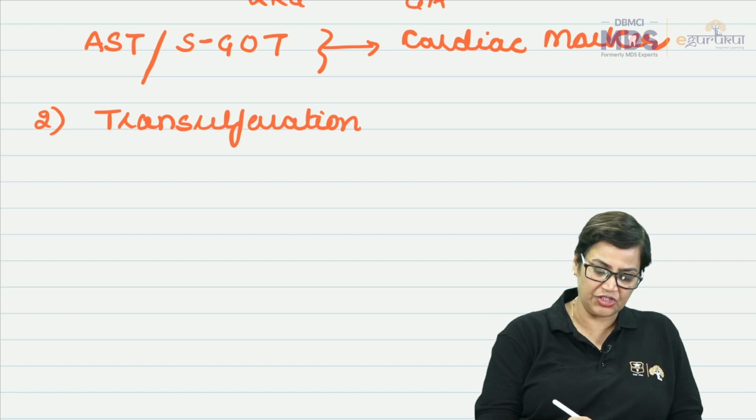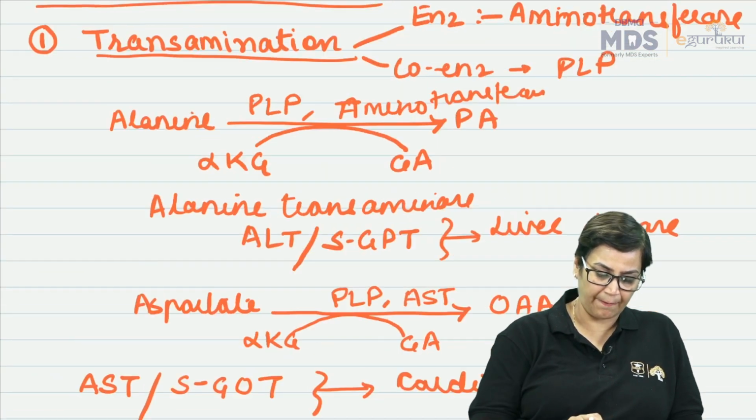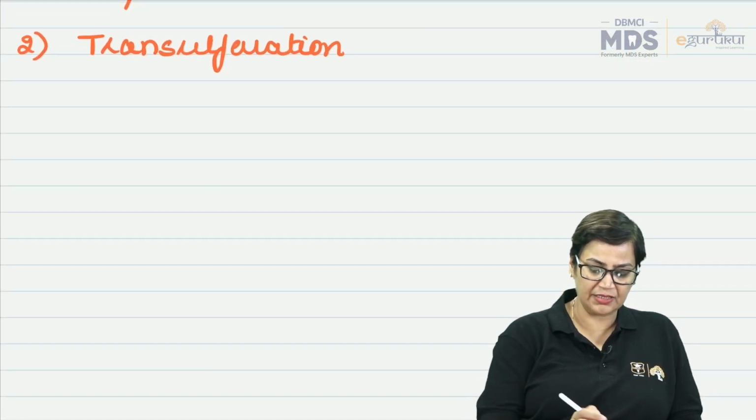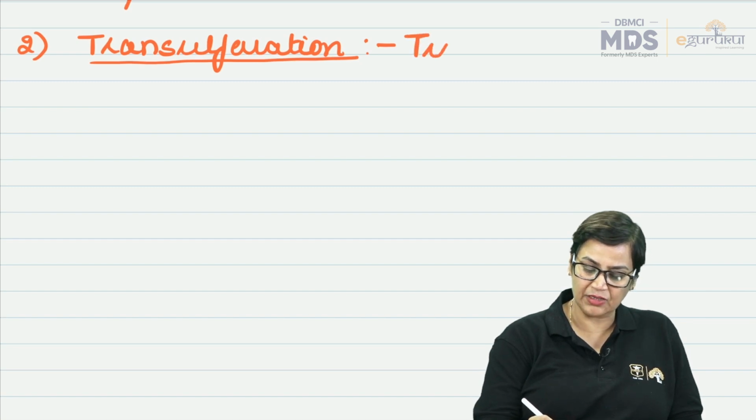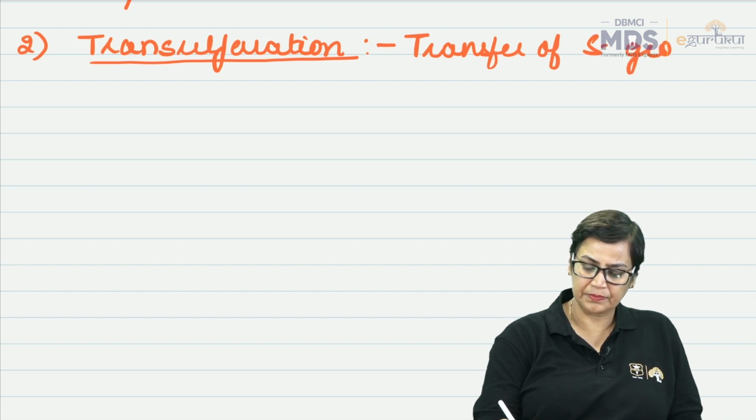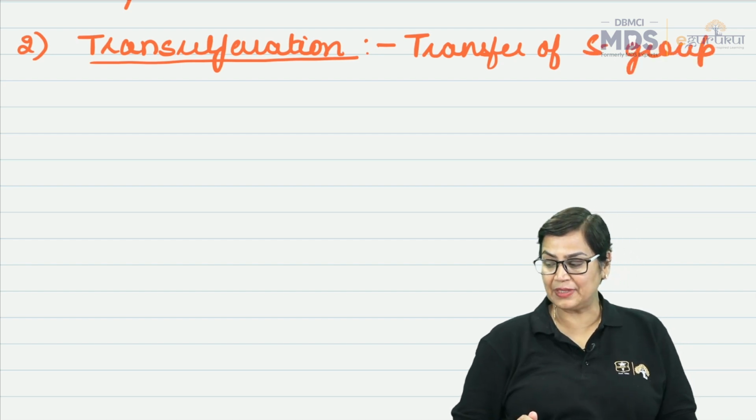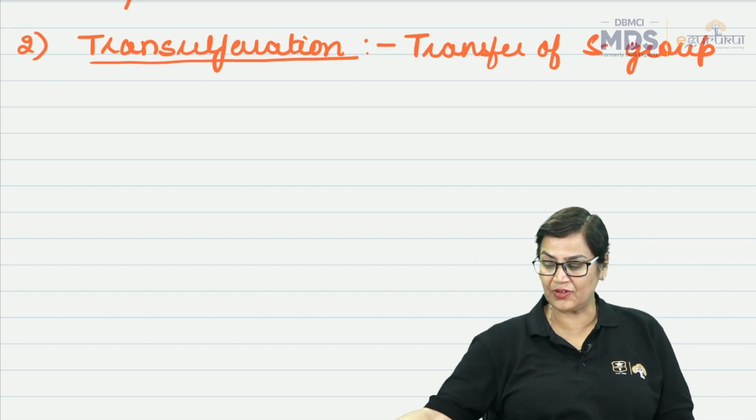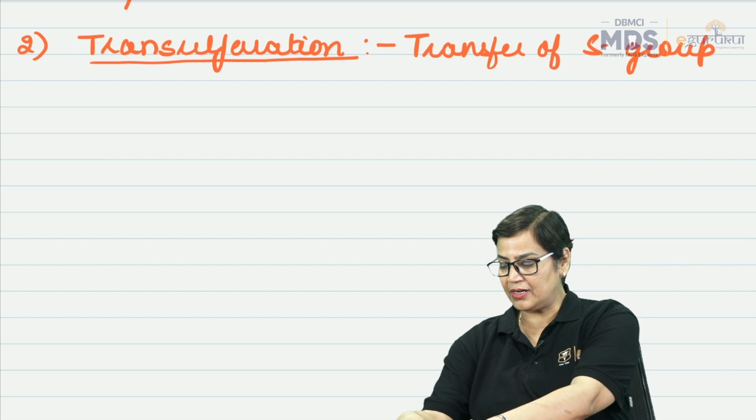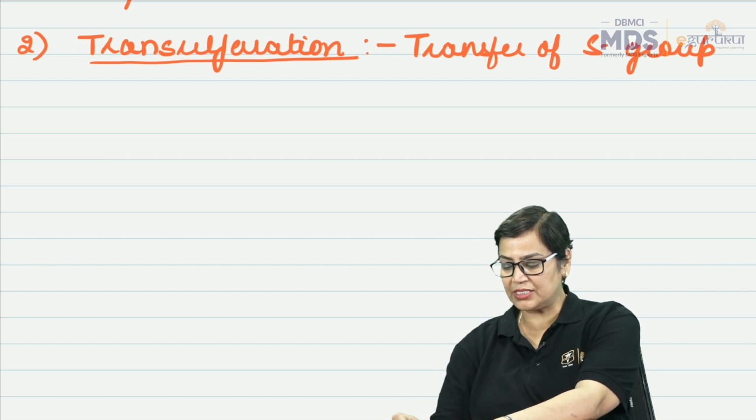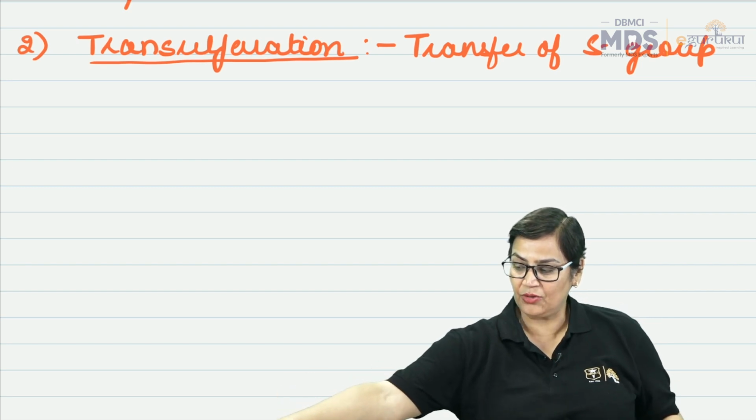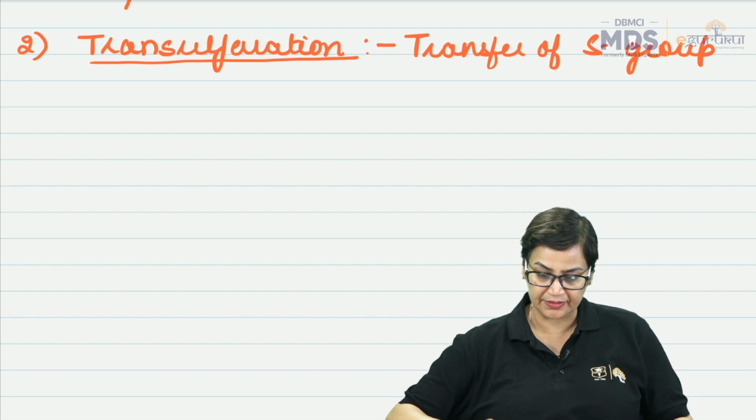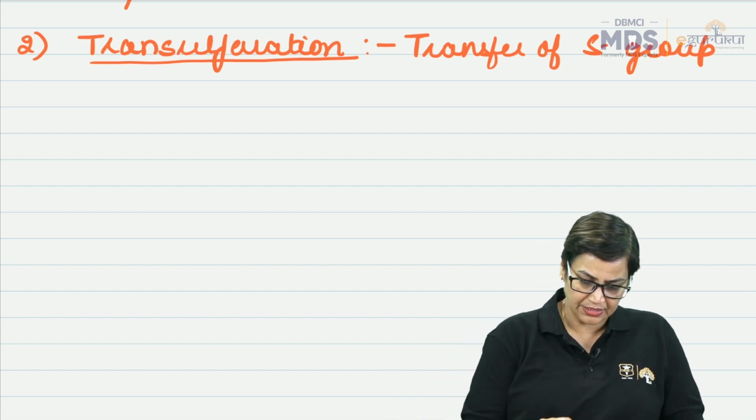What is transsulfuration? I have underlined this: transsulfuration, which means transfer of sulfur group. Now, what happens in this reaction? If we talk about transsulfuration, the most important reaction is in the metabolism of methionine. Methionine is an essential amino acid. I'll just show you the reaction.